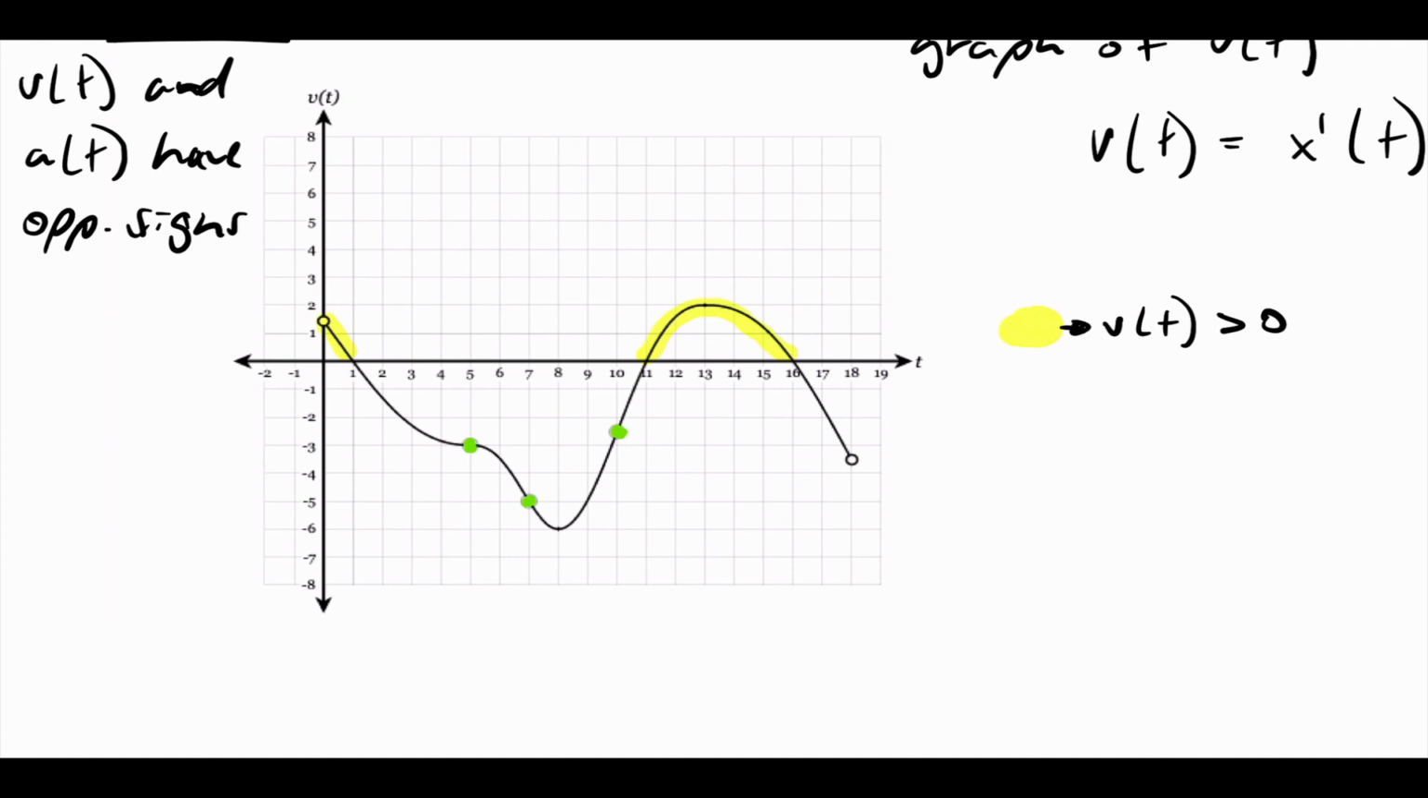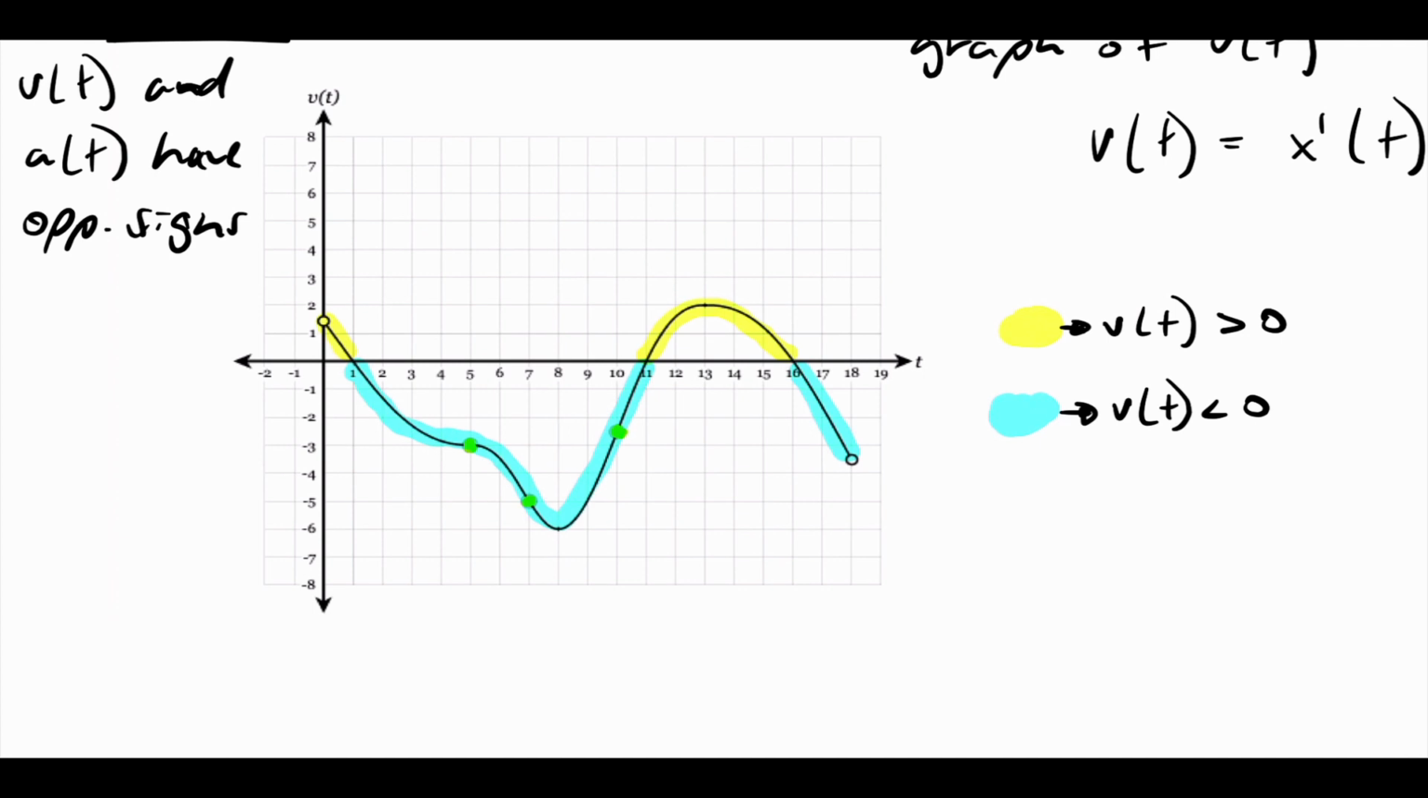Okay. Where is velocity going to be negative? The opposite, right? Where the graph is below the x-axis. Okay. So I know where velocity is positive. I know where velocity is negative. Oops, missed a spot. There we go.